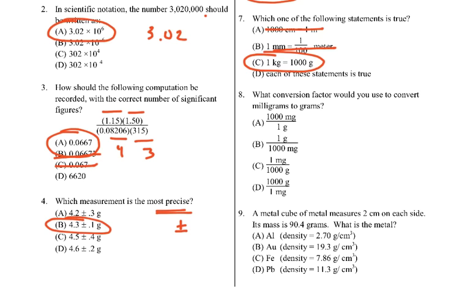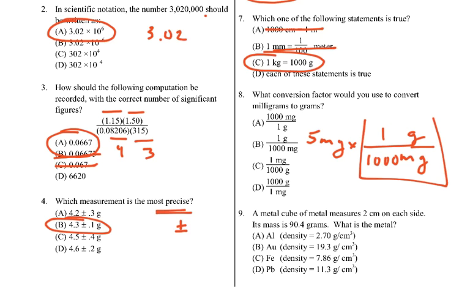Which conversion factor would you use to convert milligrams to grams? This is the kind of problem where I would start off with milligrams, just to make a problem for myself. And if I want to go from milligrams to grams, I want to use something like this. And I know that grams are bigger than milligrams, so there'd be 1,000 milligrams per gram. So I'm looking for that answer, and that answer looks like letter B.